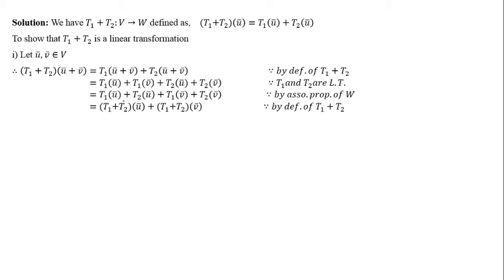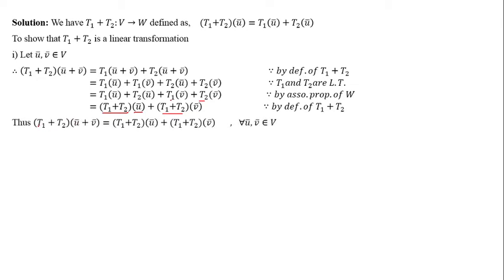So this is T1 and T2 operating on U bar. You can take T1 plus T2 in one bracket and then the vector U bar in another bracket. So this is T1 plus T2 operating on U bar. Why have we written this? Because the definition of T1 plus T2 is T1 operating on U bar plus T2 operating on U bar. Similarly, this is T1 and T2 in one bracket, so T1 plus T2 operating on V bar.